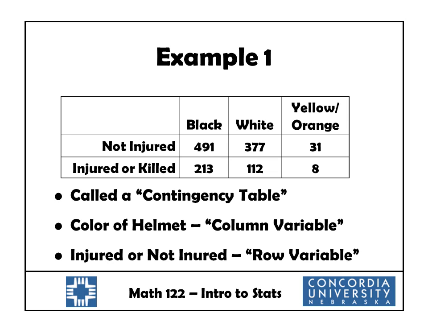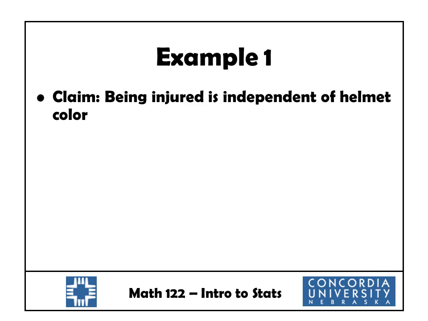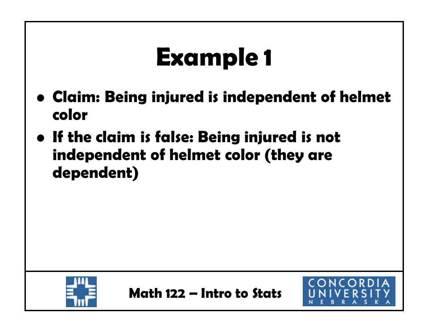Okay. So the formal claim that we're going to test in this example is that being injured is independent of helmet color. In the original question we didn't state a claim like this, but this is the claim that we're formally going to test in this example. So that's our claim, that they're independent. Well, let's set up our null and alternative hypotheses. If that's false, then being injured is not independent of helmet color. In other words, they are dependent. The opposite of independent is dependent.